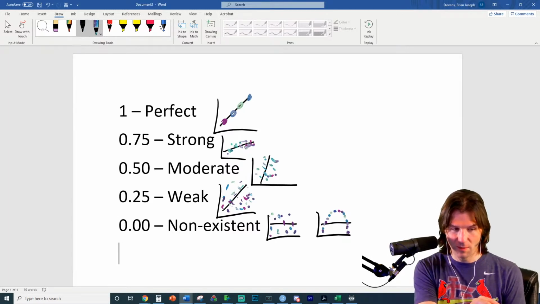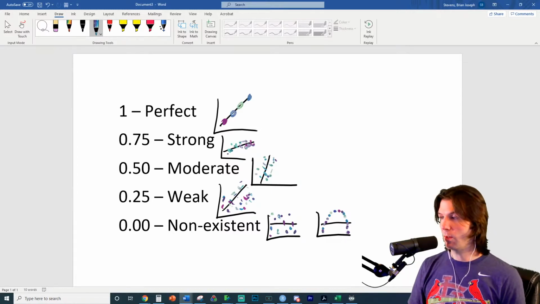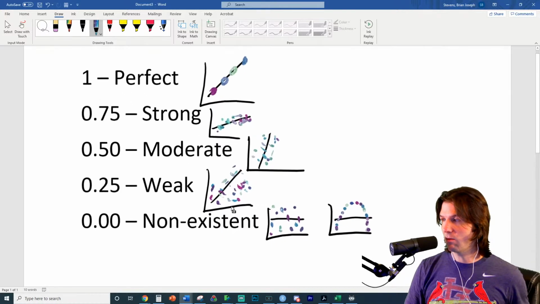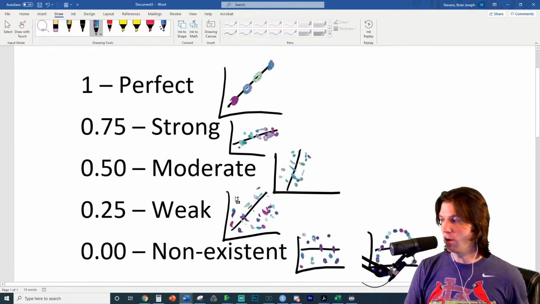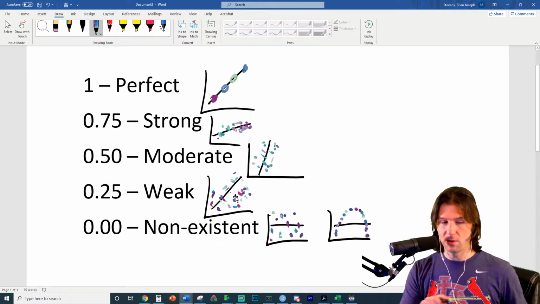I'm trying to see if it actually would fit the line through that. So what matters with the strength is the vertical scatter. Does this make sense to everybody right here with what I've drawn? The vertical scatter is what matters.